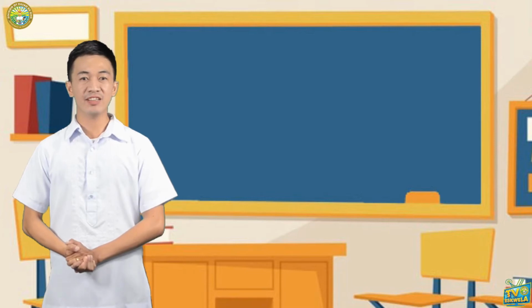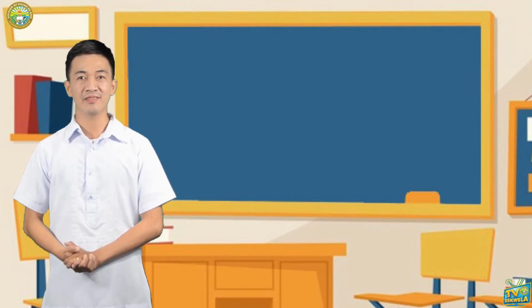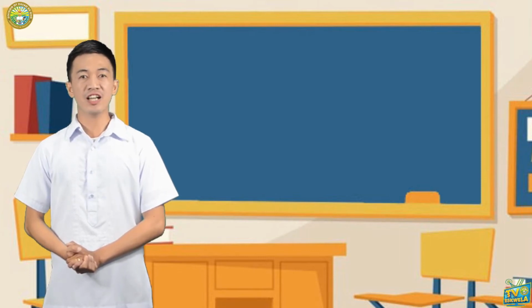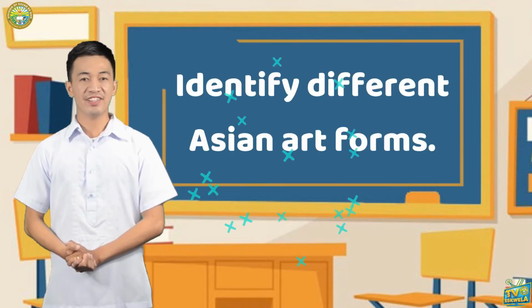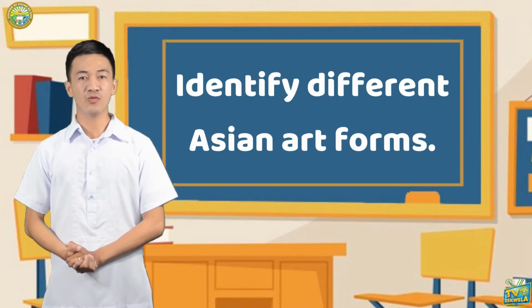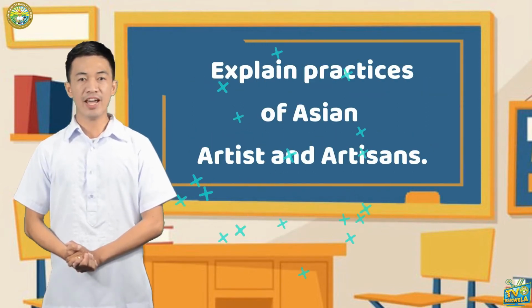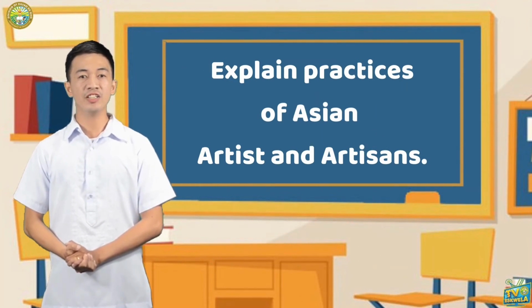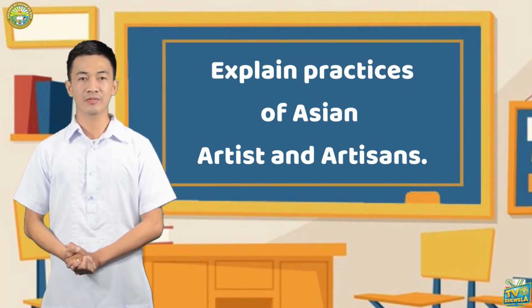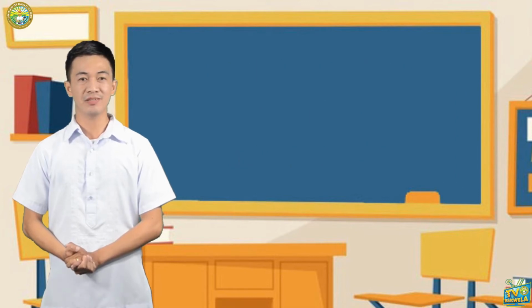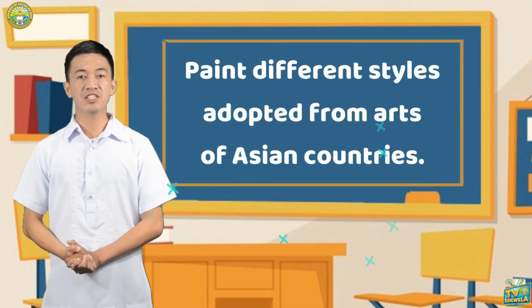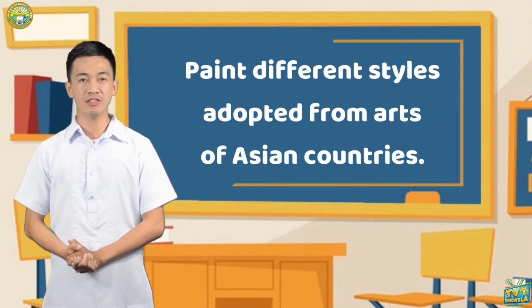Now, here are the objectives for our lesson today. At the end of the presentation, the viewers are able to: number 1, identify different Asian art forms. Number 2, explain practices of Asian artists and artisans. And for number 3, paint different styles adopted from arts of Asian countries.